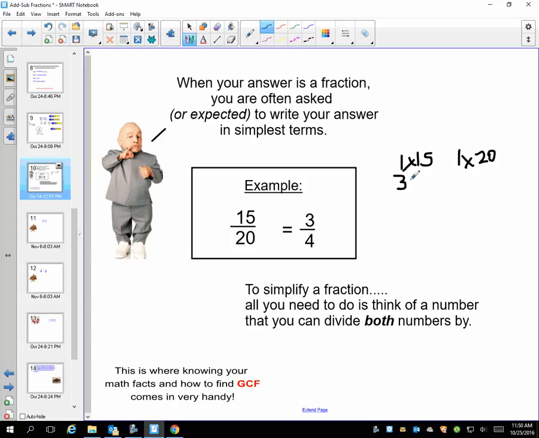And if I listed the factors of 15 and 20, I can see that my greatest common factor is 5. So I can divide the top and the bottom both by 5. 15 divided by 5 is 3, and 20 divided by 5 is 4. All right, let's see if we can practice that with a problem.